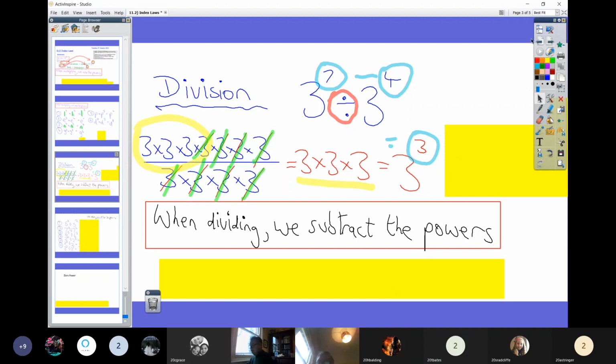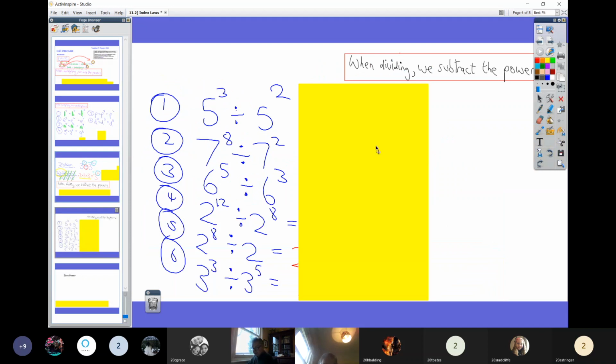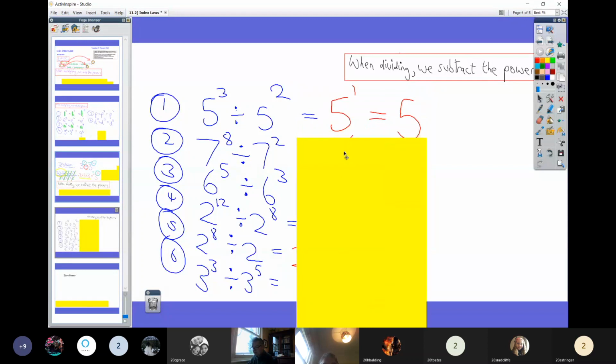Okay? So, once again, I'm not going to give you a lot to think about these. So notice how the big numbers are consistently the same all the way down. And then for the answers, we're just literally going to subtract the powers because all of these are division. So 3 take away 2 is 1, so that's 5 to the power of 1. But anything to the power of 1, we just say the number. So 5 to the power of 1 is just 5.